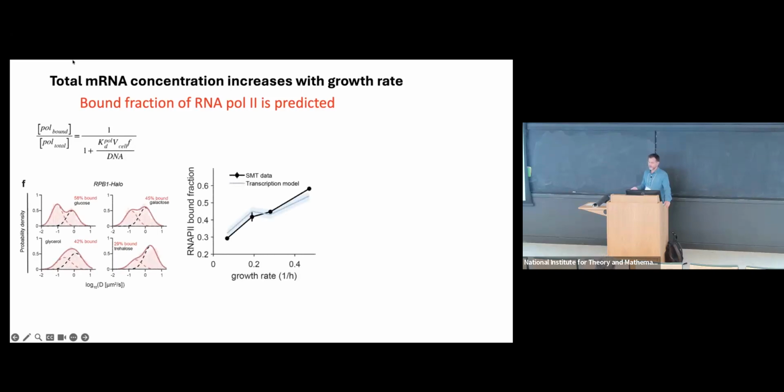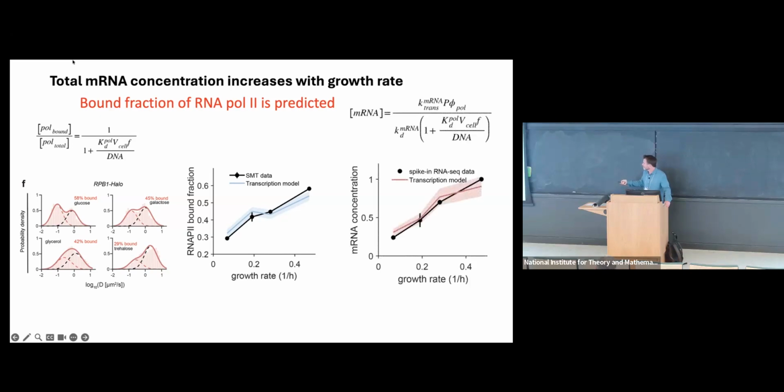that works pretty well, right? We can predict the bound fraction of RNA polymerase II, and we can predict the concentration of mRNA as a function of the growth rate, again using our same dynamic equilibrium model that I introduced earlier, except now we independently measure the different parameters for all of these 4 different conditions.